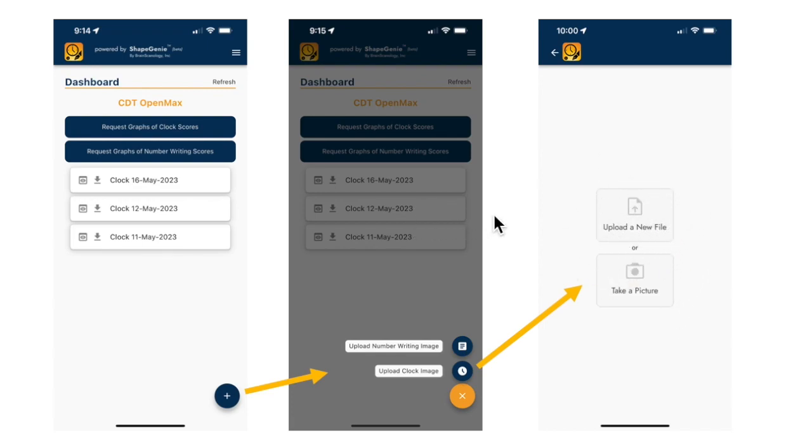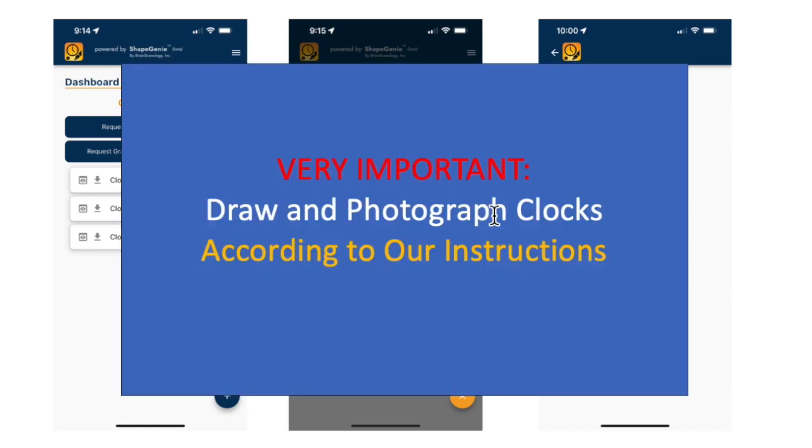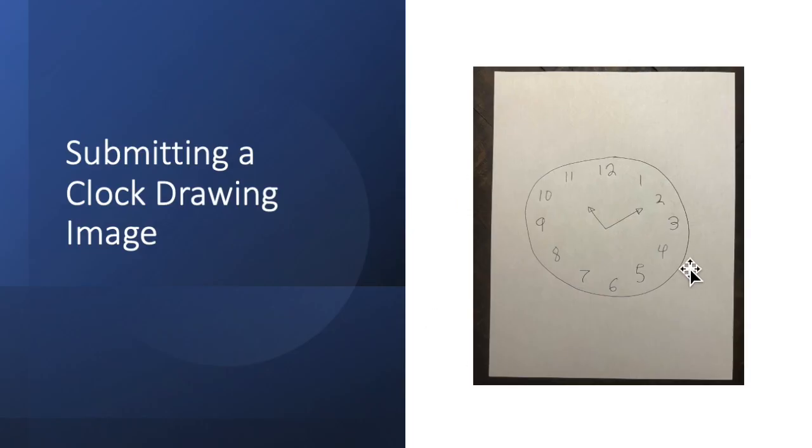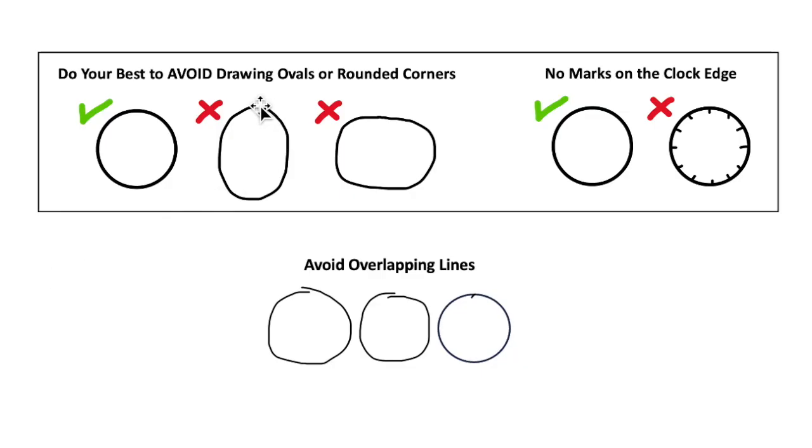Now at this point, I want to take the time to remind you that it's very important that you draw and photograph clocks according to our instructions so that your scores are as accurate as they can be. When you draw a clock on a piece of paper, such as what you see here, you should avoid drawing ovals or rounded corners. Take your time to draw the best circle that you can, though nobody draws a perfect circle.